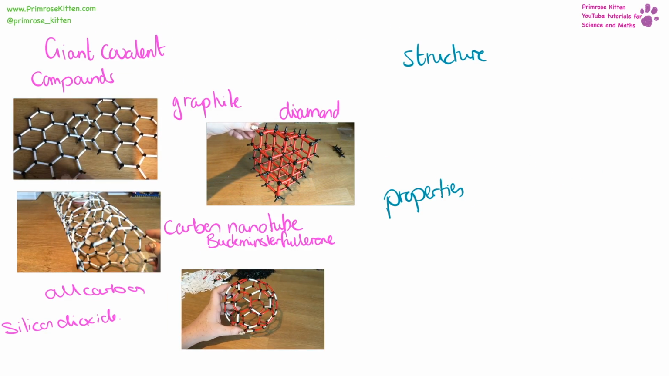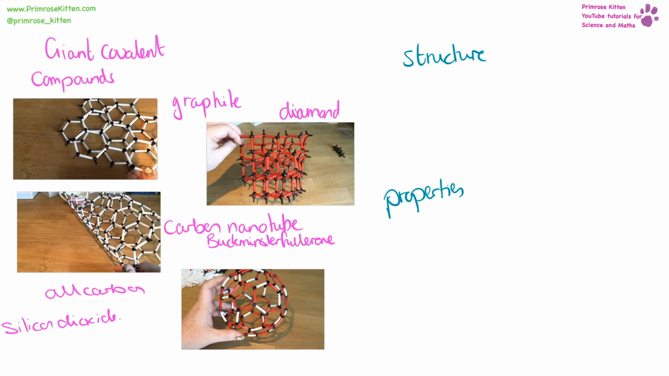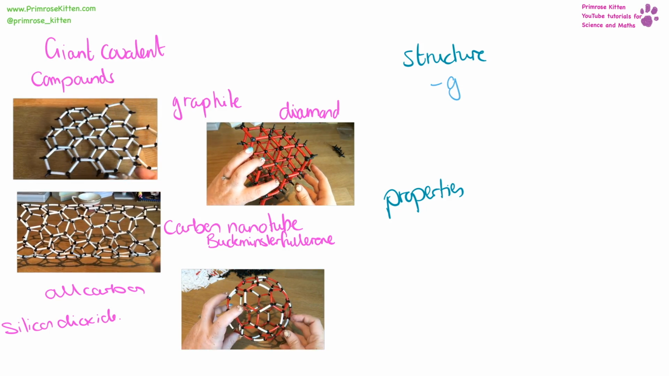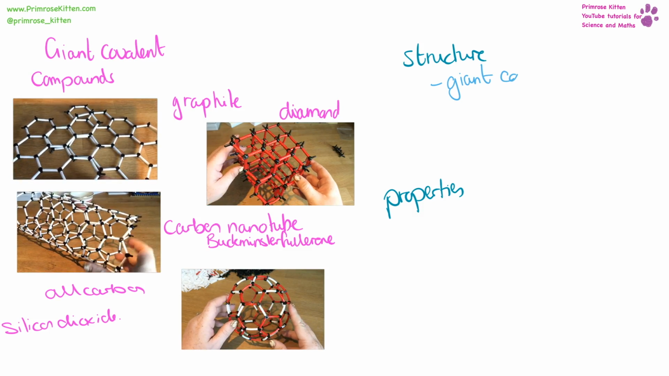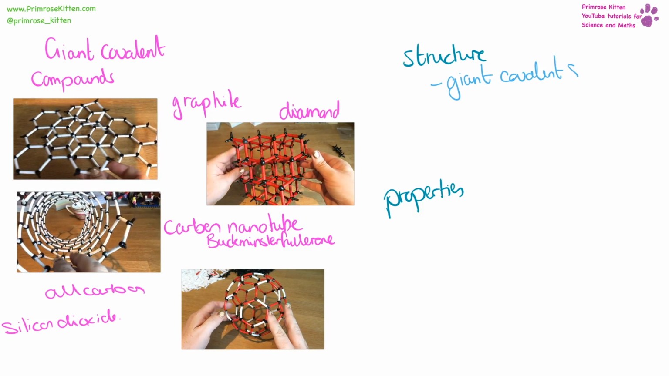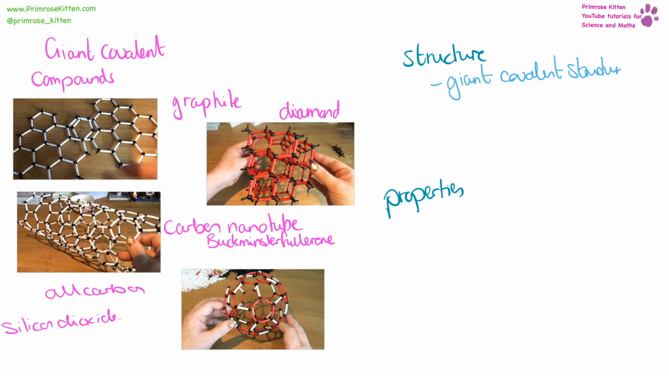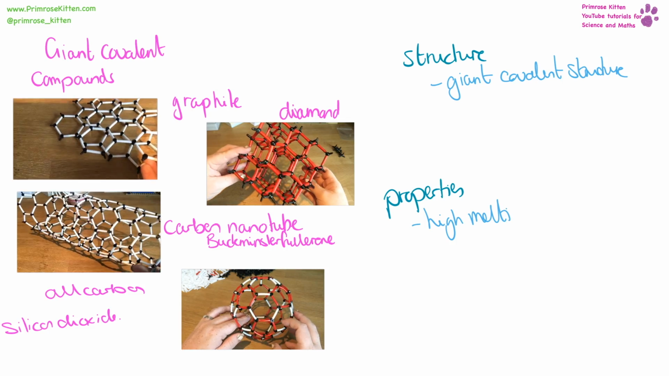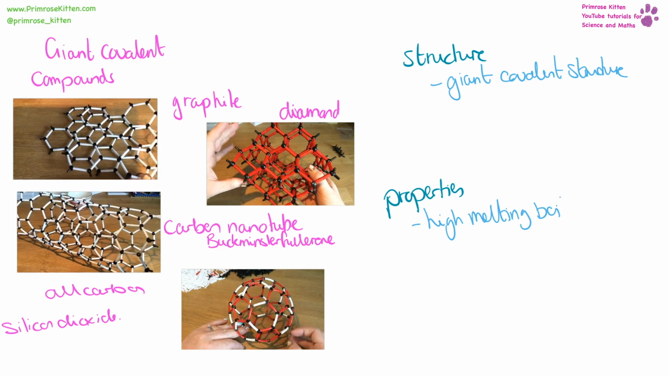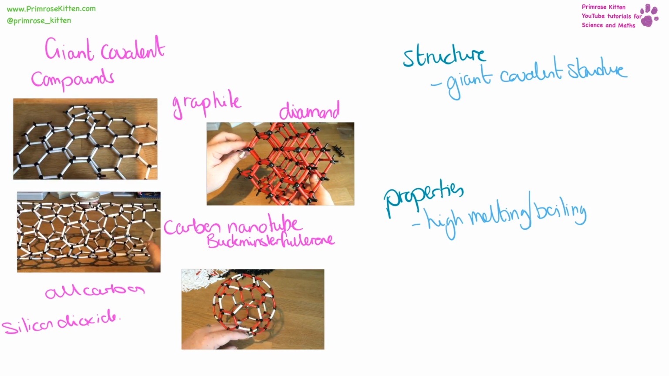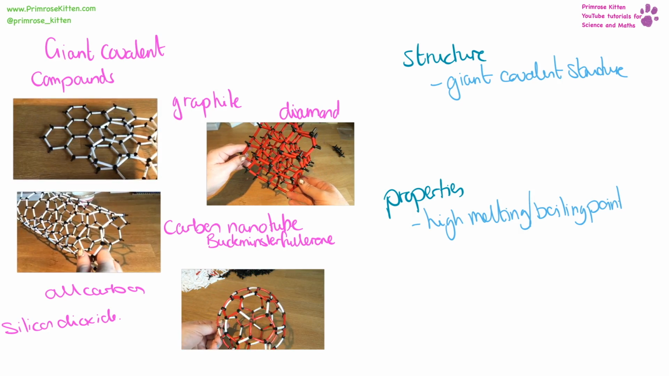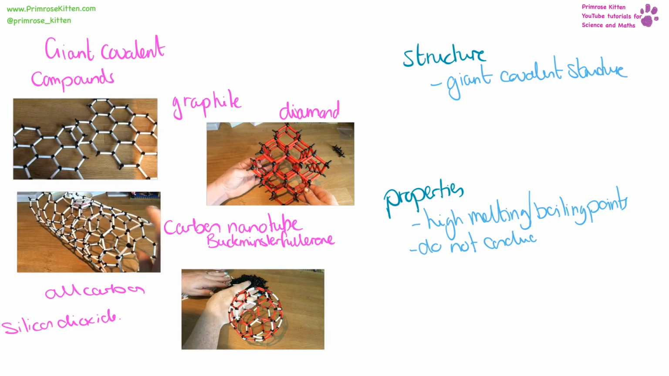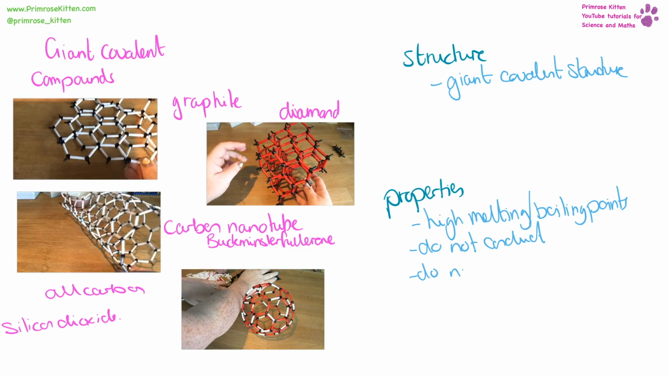For giant covalent compounds, ones made of carbon, such as graphite, diamond, or any fullerenes, or silicon dioxide, they are going to have a giant covalent structure. Their properties are high melting and boiling points, and they do not conduct, and they do not dissolve.